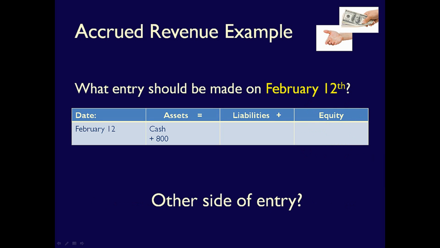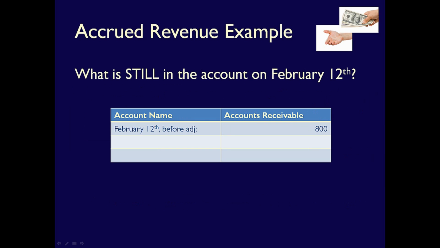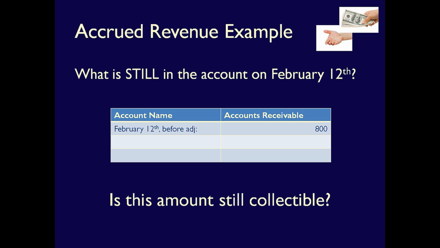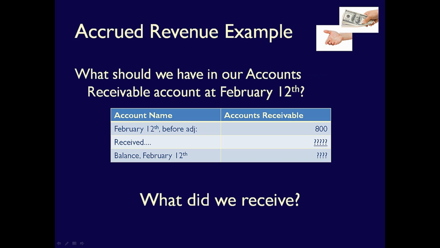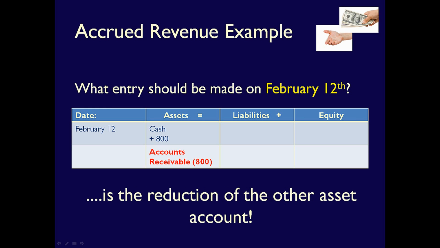So, what's the other side of the entry? Remember that at December 31st, we recorded an accounts receivable, an asset of $800. That asset is still sitting in the accounts receivable account. We received the cash from the customer on February 12th, so do we still have an asset with future benefit? The answer is no, not anymore, and therefore we have to recognize that we received cash, and we have to get rid of the accounts receivable because it's been collected, and we no longer have a legal right to collect anything else. So, the other side of the entry is a reduction of accounts receivable because we collected the cash.